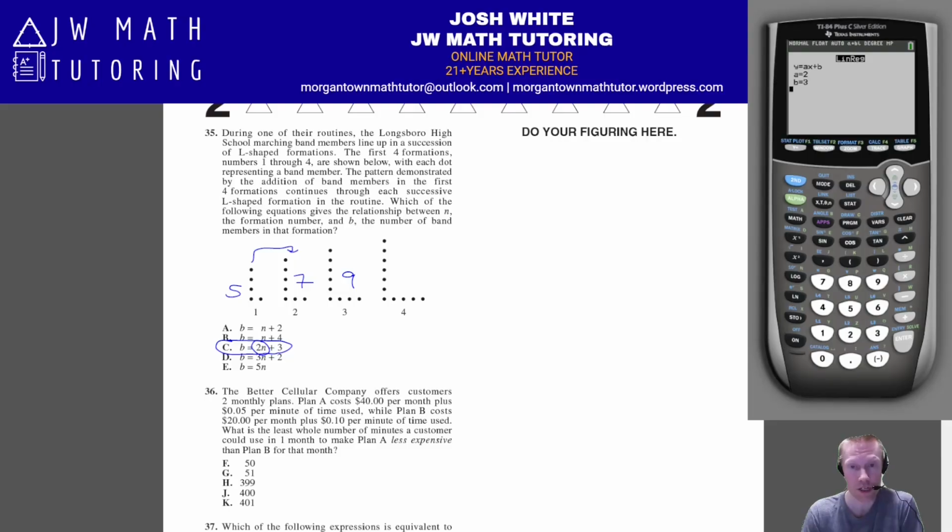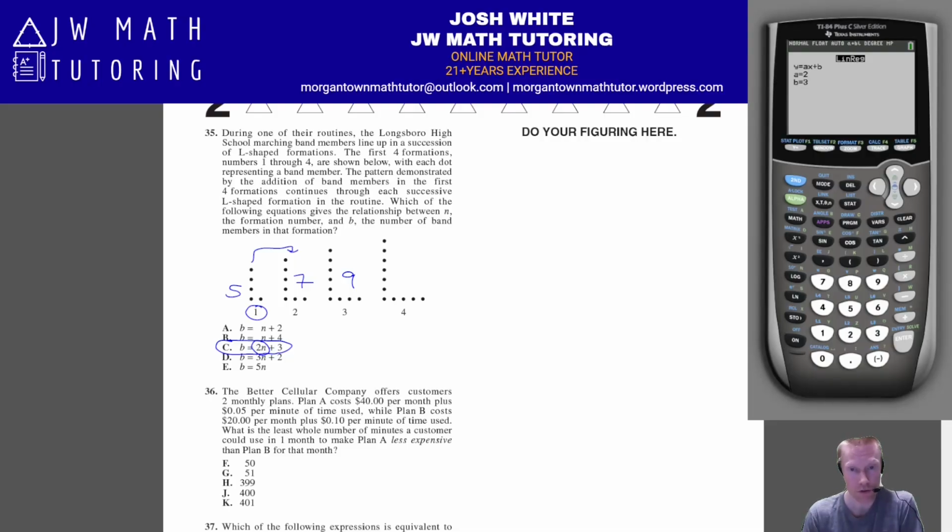A third way you could do this problem is to take these values of n right here and plug them into the possible answer choices, essentially back solving this. Plug this into the answer choices and see which ones work out. So in other words, take 1, plug it into answer choice A.